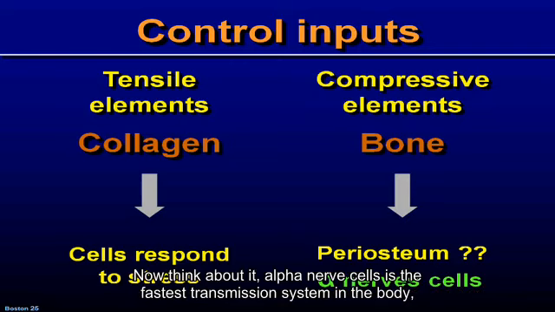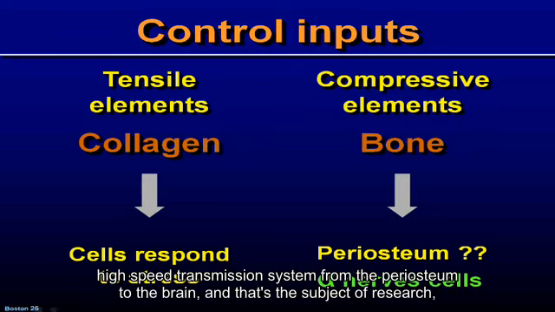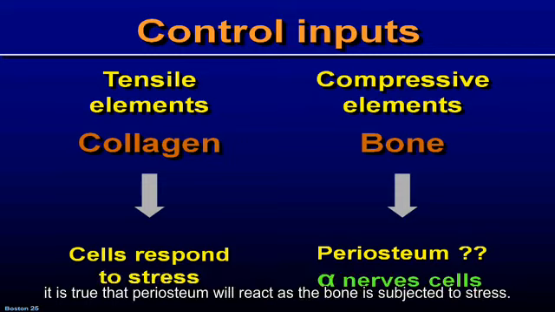Now think about it. Alpha nerve cells are the fastest transmission system in the body. Why on earth would you have a high-speed transmission system? We're not talking of pain here. A high-speed transmission system from the periosteum to the brain. And that's the subject of research. Is it true that the periosteum will react as the bone is subjected to stress?